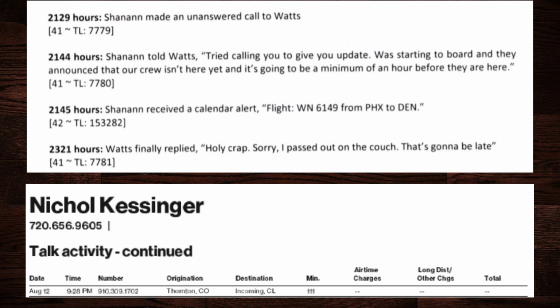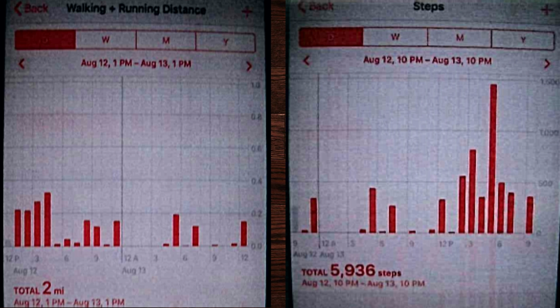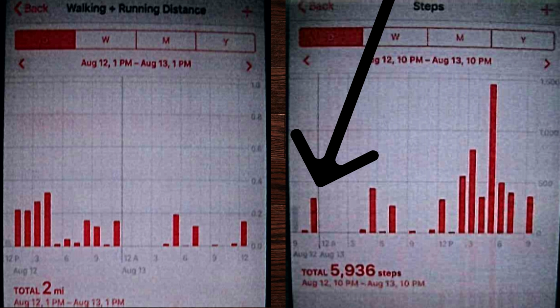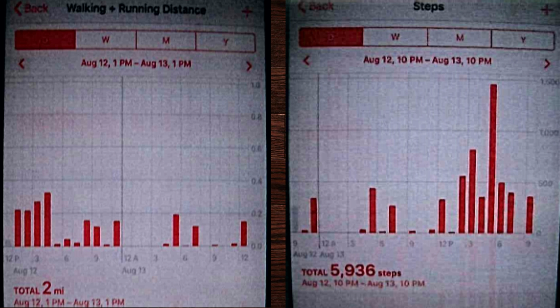Okay, so let's go back to the graphs. It doesn't actually show what time the steps started, but you see there's 350 steps between 11 and 12. So either he was walking around a bunch towards the end of his conversation with NK, or, I'm guessing, his conversation ended at 11:19 with NK and then he texts Shanann real quick. So I'm guessing that's when the 350 steps started.